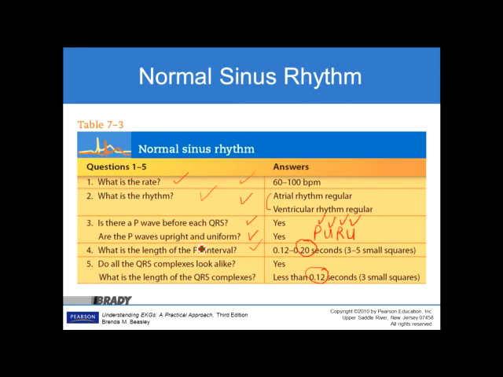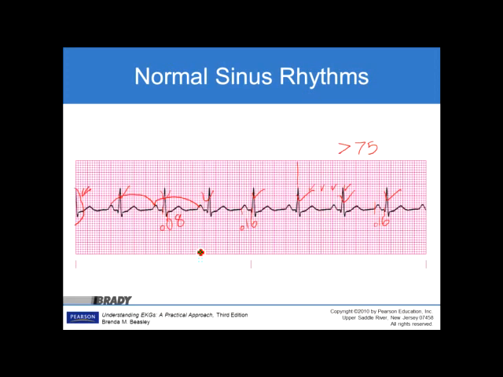And step 5, is there a QRS, and do they all look alike? If the answer is yes, what is the length of these QRS complexes? And if they are less than 0.12, then that is normal as well. This is normal sinus rhythm.